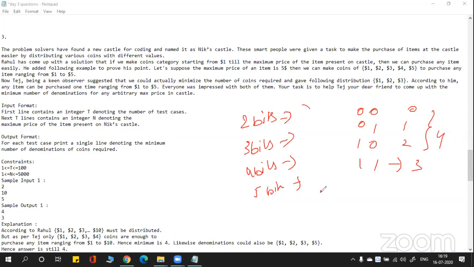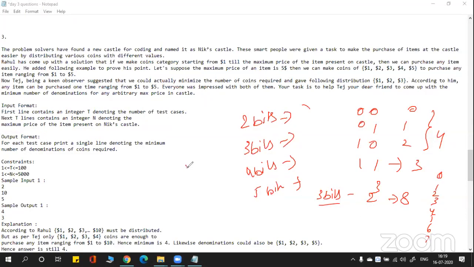If it is 3 bits, how many numbers can we form? 2 cube, 8. If you observe, all these numbers are continuous: 0, 1, 2, 3. Next, if it is 2 cube, totally 8. What are those numbers? 0, 1, 2, 3, 4, 5, 6, 7.